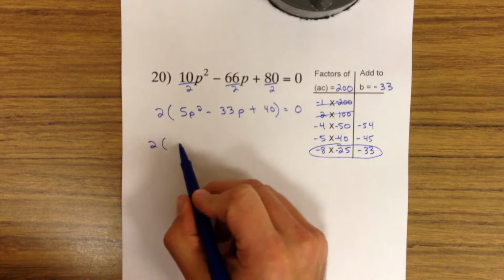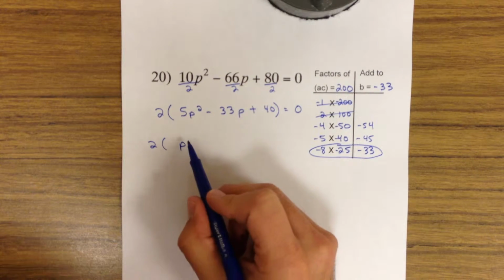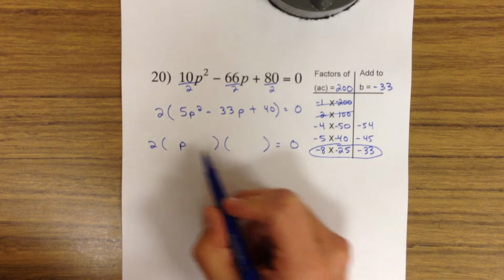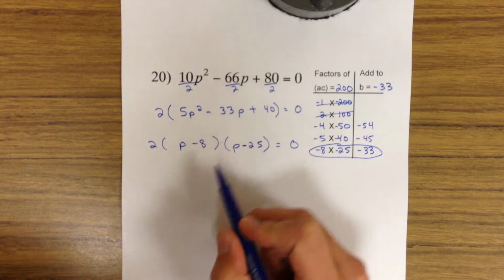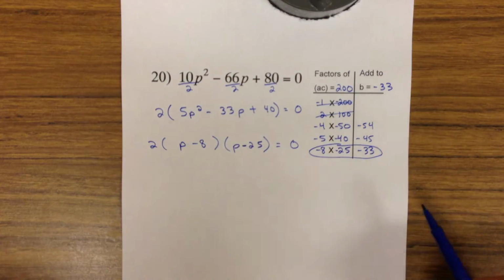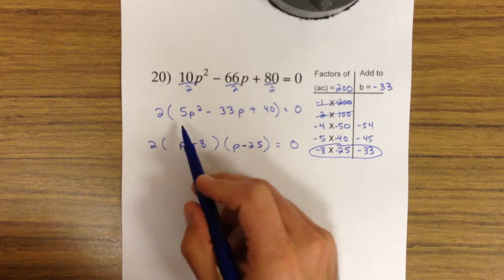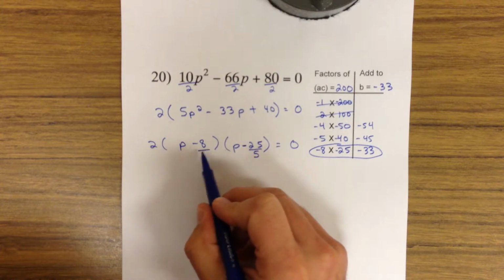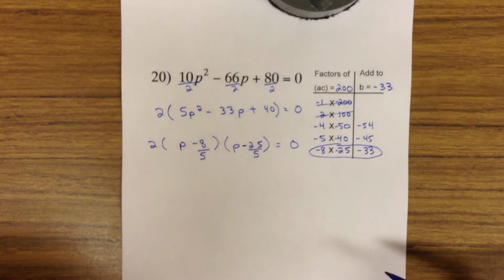So I'm going to rewrite this as p minus 8 and p minus 25. Okay, my next step is to divide by a. And a, after we factored out the 2 was 5. So now I'm going to divide both terms by 5.